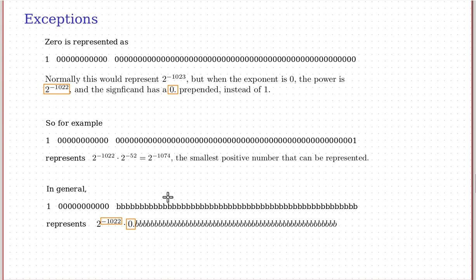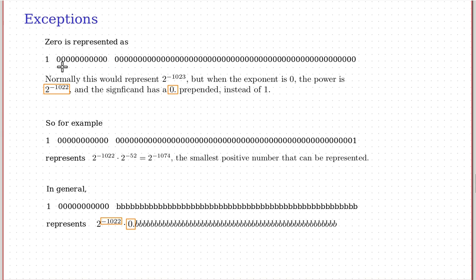So 0 will be represented by the binary representation of a 1, or actually a 0, because the sign of 0 doesn't really matter, so you could have either a 1 or a 0 here. But then all the remaining 63 bits would be zeros, right? Now that's how 0 is represented, but notice that this constitutes an exception to the format we've just been describing.